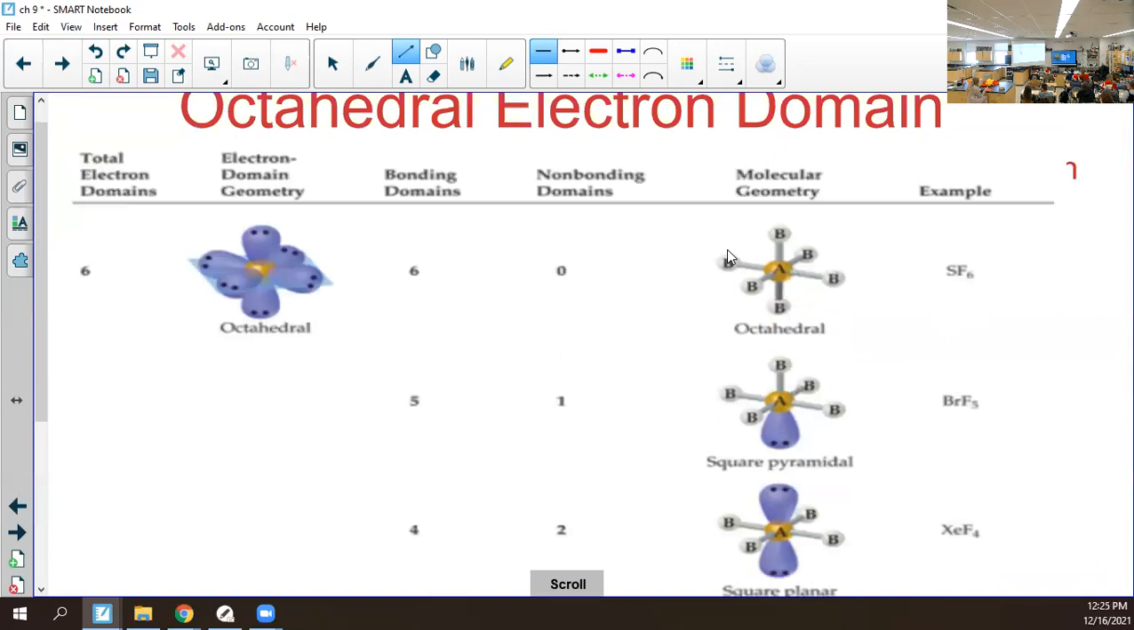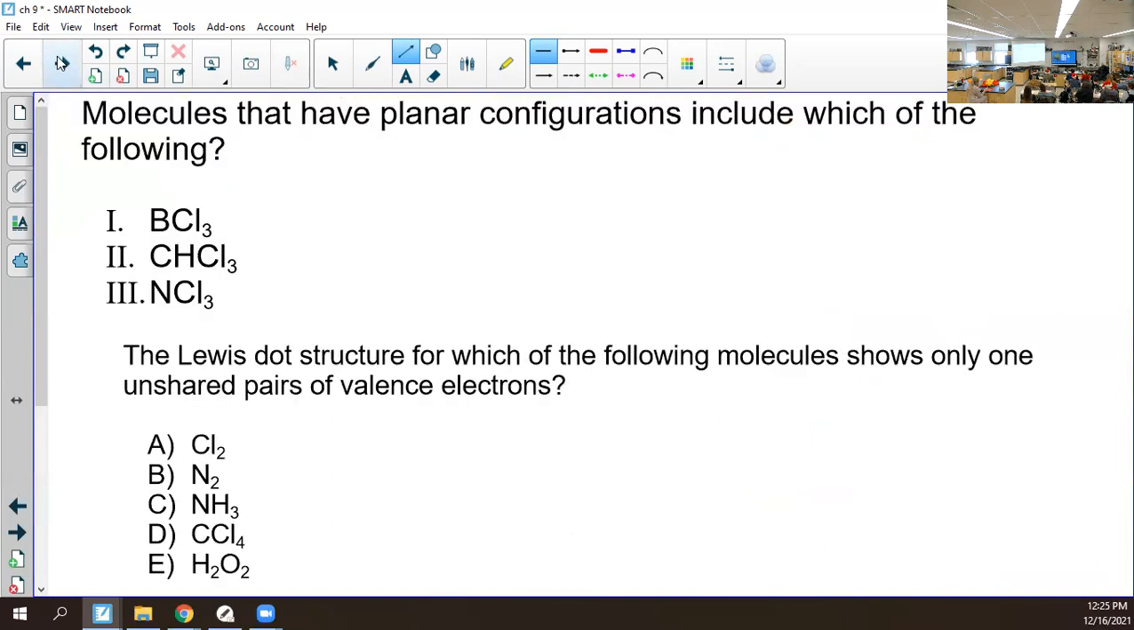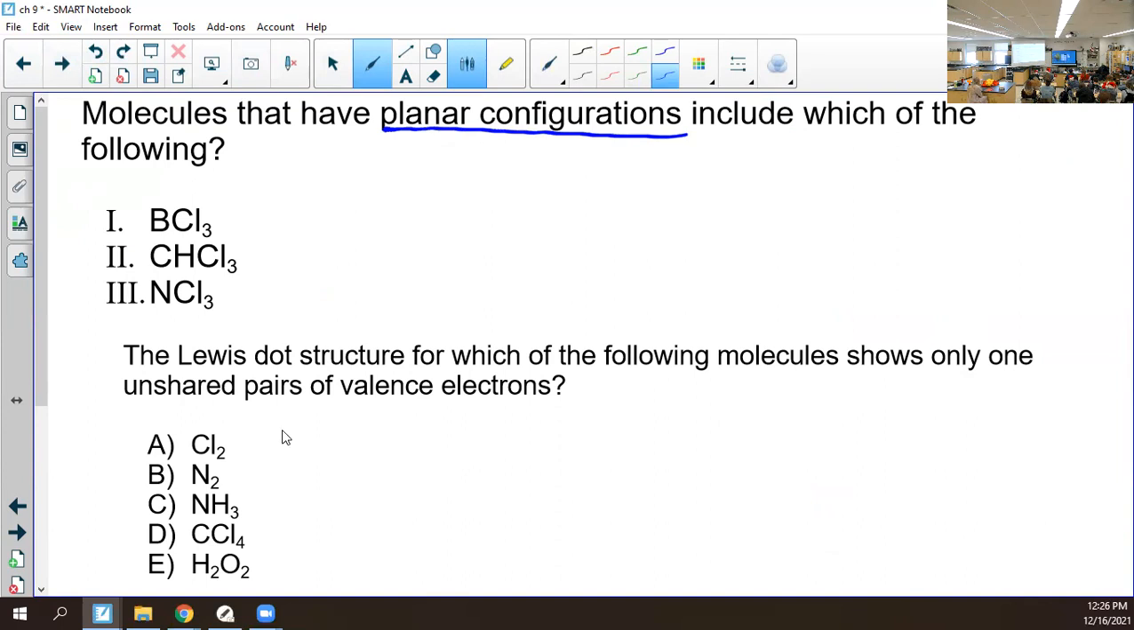Okay, are we ready? Here you go. This is a question you'll see again. It says molecules that have planar configurations include which of the following? Configurations is another way of saying their shape, like their molecular geometries. Now, there's a good way to do this. We'll draw them out and then I'll tell you how to do it fast.